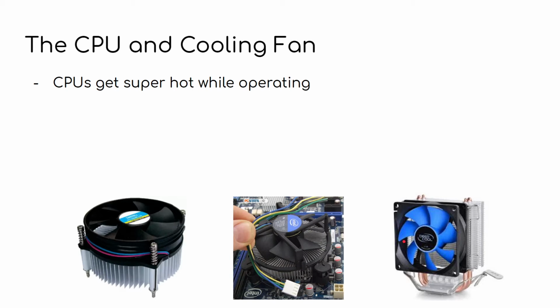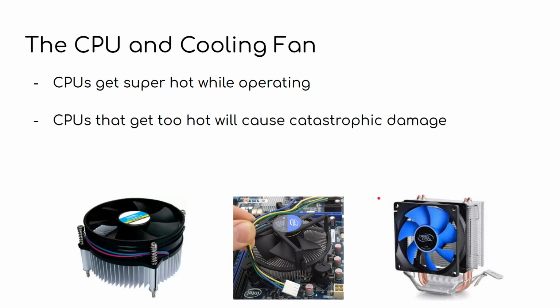So CPUs get super hot while they're operating, like so hot you could literally fry a steak on it. I've seen videos of somebody frying a small piece of meat on a CPU. It's crazy. CPUs that get too hot will cause catastrophic damage, because that damage is going to happen to all of the component parts around the CPU. So the motherboard, all of the solder connections for all of the electronic components around the motherboard are going to loosen. They're going to come undone. The motherboard's going to stop working. And in a worst case scenario, you can actually melt the motherboard and seriously damage the thing.